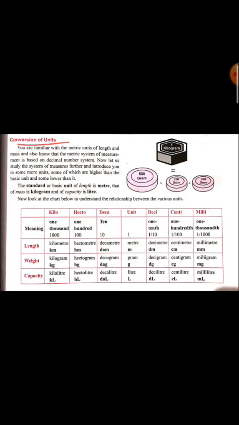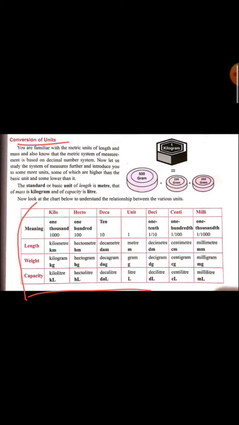So look here, conversion of units. In measurement we have 3 most important basic units. Length is the meter, mass is the kilogram, and capacity is the liter. The standard unit of mass is the kilogram, or you can say the gram. The standard unit of length is the meter. The standard unit of capacity is the liter. So look here, here is a table, and it is a very important table.